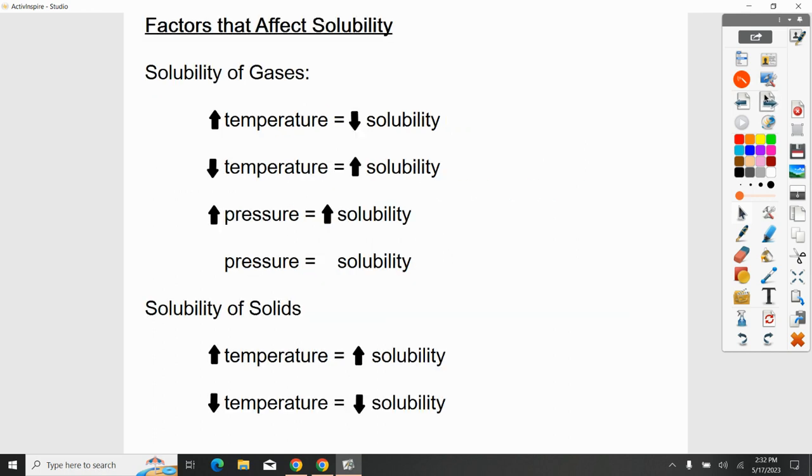There are factors that will change the solubility. Temperature is indeed one of them. If you're talking about gases, there are actually two. Increasing the temperature of the solvent will actually decrease the solubility of a gas. So the hotter the solvent is, the less gas you can dissolve in it.